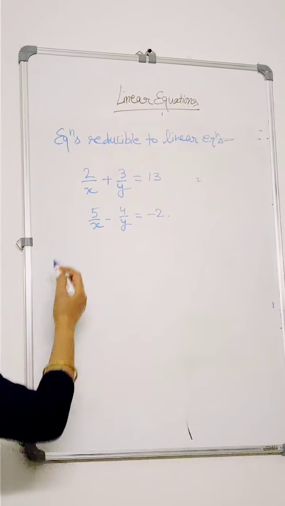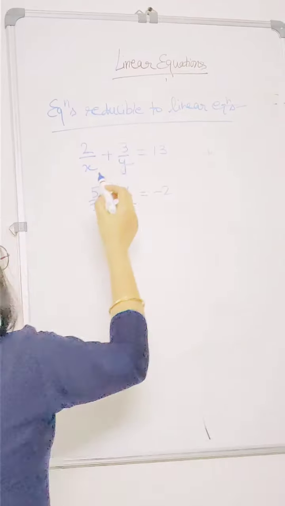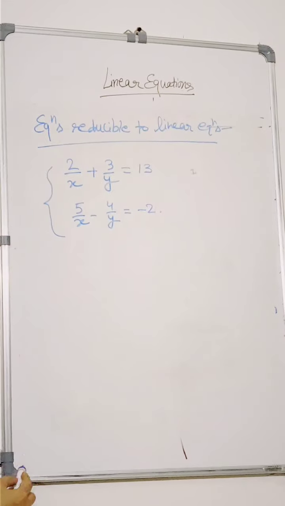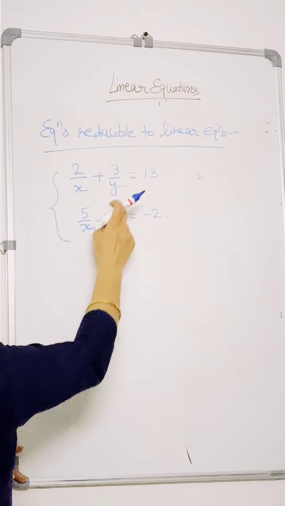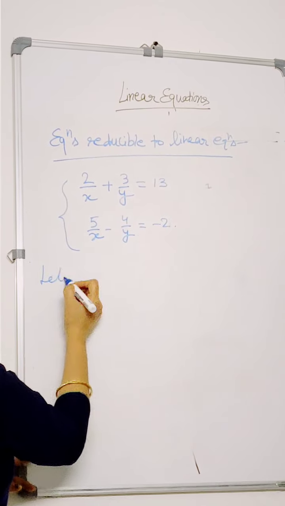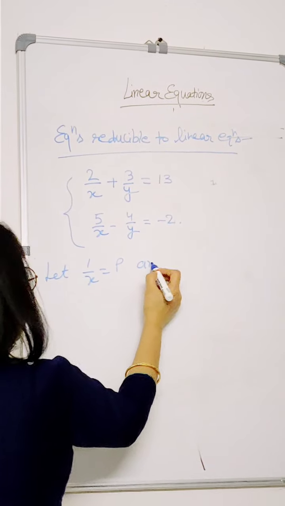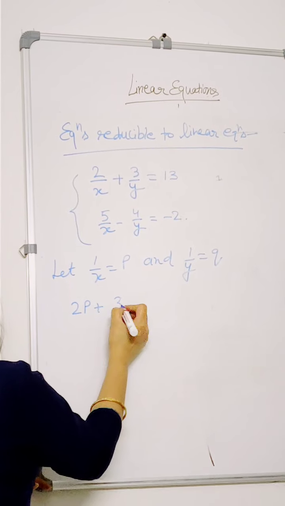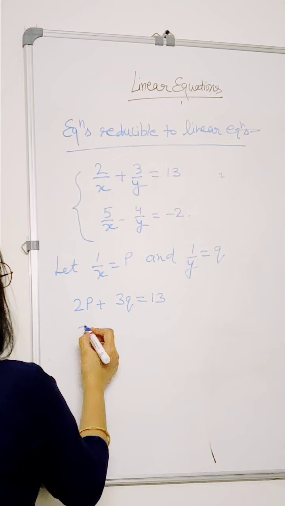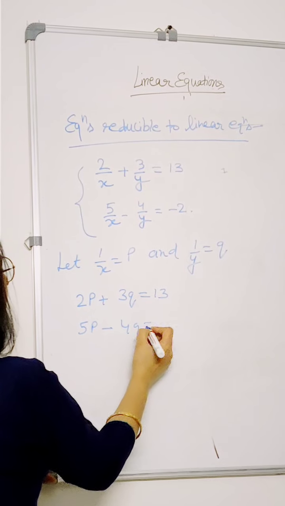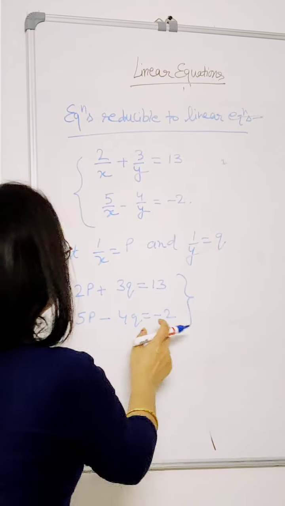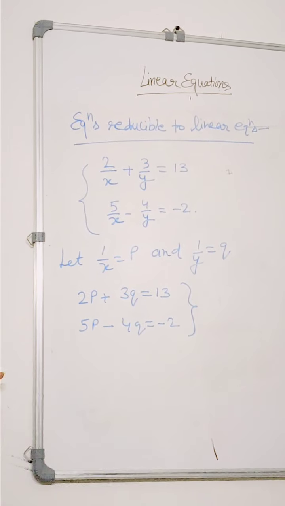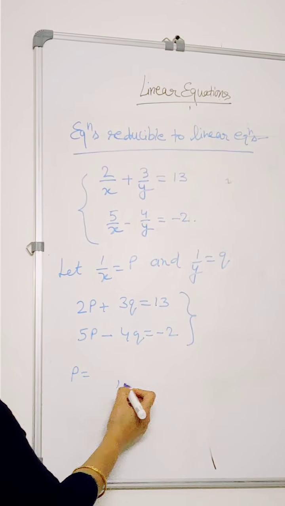Now, equations reducible to linear equations. Suppose we have this pair of linear equations, which is not in the form of ax plus by is equal to c. Here we have 1 upon x, 1 upon x, 1 upon y and 1 upon y. So let us suppose that 1 upon x is equal to p and 1 upon y is equal to q. The equations become 2p plus 3q is equal to 13, 5p minus 4q is equal to minus 2, which are a linear pair of equations, and we solve these equations by either the substitution method or the elimination method, and then we get the values of p and q.